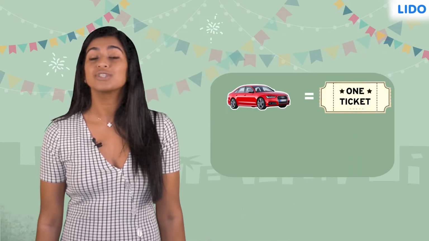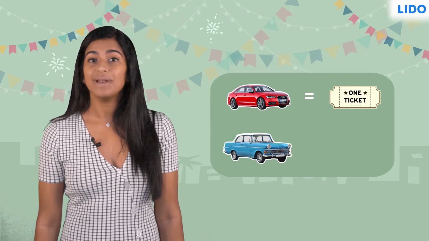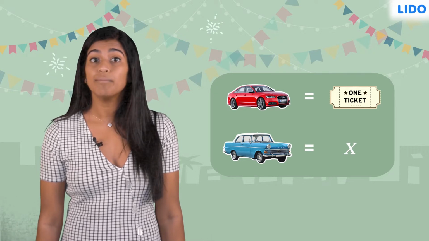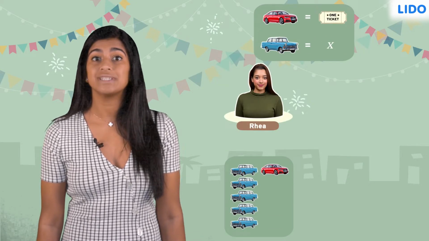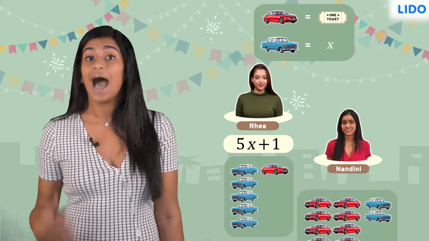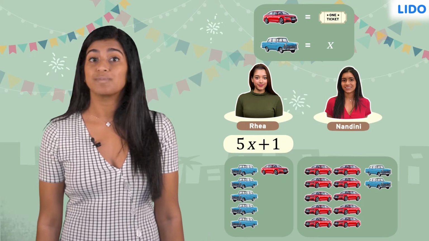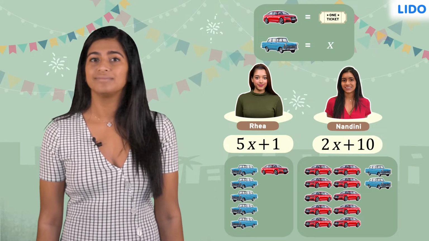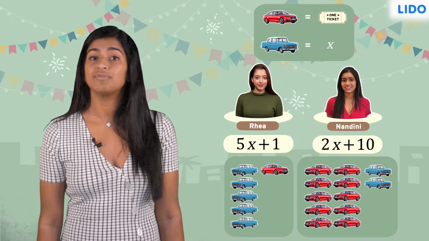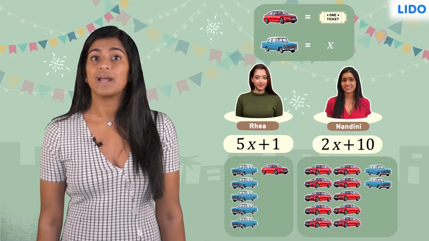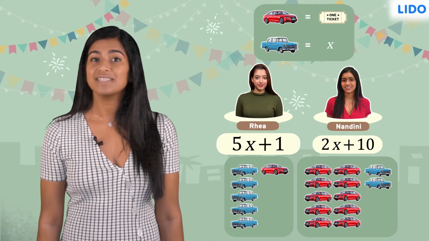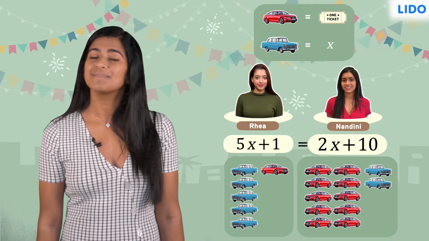The modern cars cost 1 ticket each. If the variable x represents the number of tickets required to get a vintage car, then the number of tickets Ria exchanged is represented by the expression 5x + 1. And the number of tickets I exchanged is represented by the expression 2x + 10. But since the cars that Ria and I picked cost the same amount of tickets, we can equate the two expressions to represent a balanced equation. So, 5x + 1 = 2x + 10.